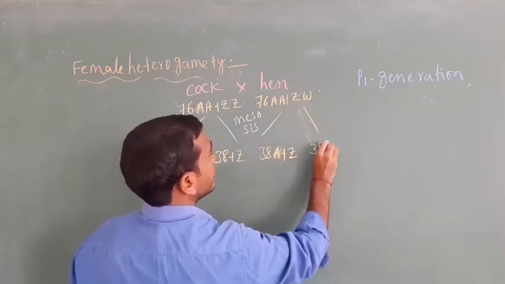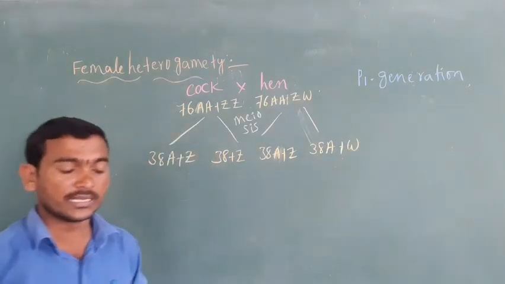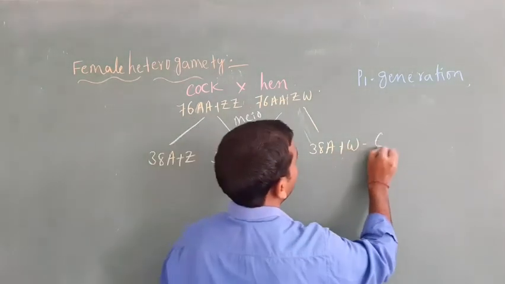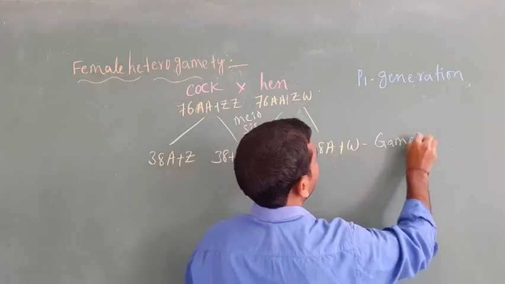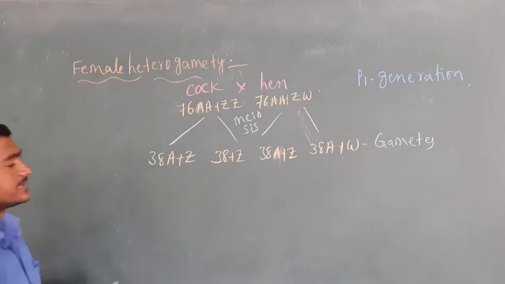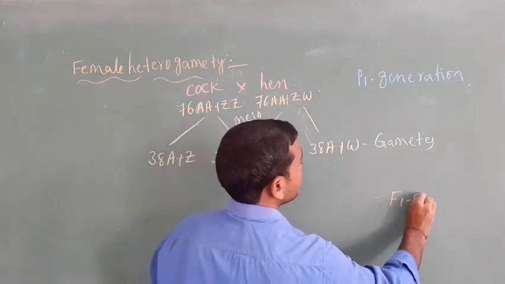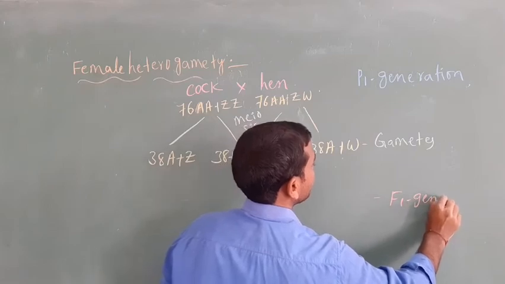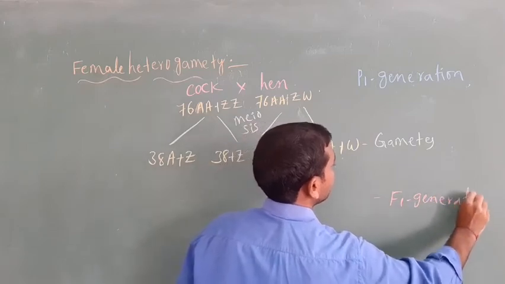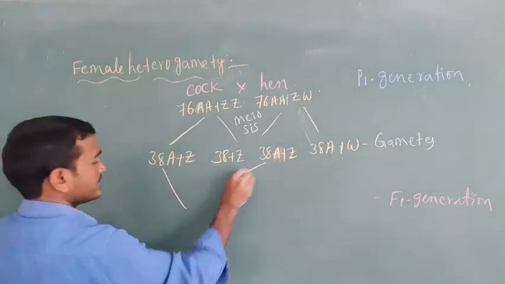Now 38 autosomes plus double. So like that, this is called the gamete formation, or gametogenesis. Now we are going to discuss the F1 generation. In the F1 generation, what do we say this combined?